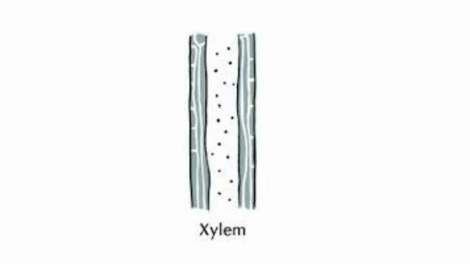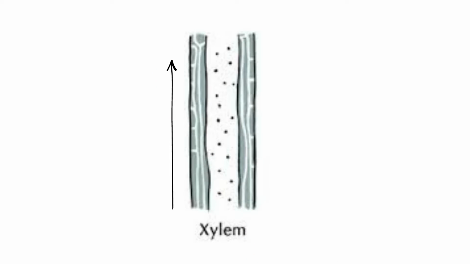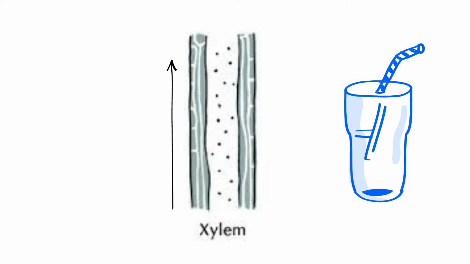A tube-like tissue known as xylem transports the absorbed water from the roots in an upward direction, in a similar way as a straw sucks up water from a cup. The transported water is delivered to the leaves.